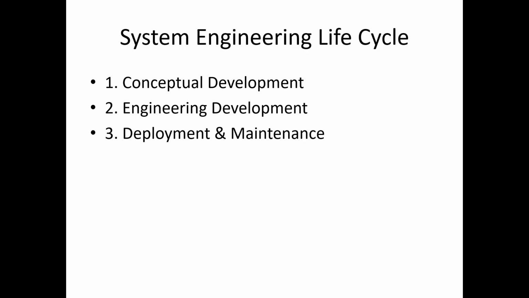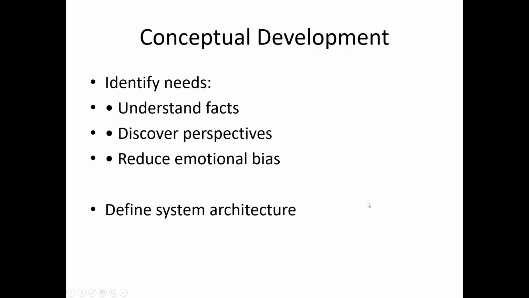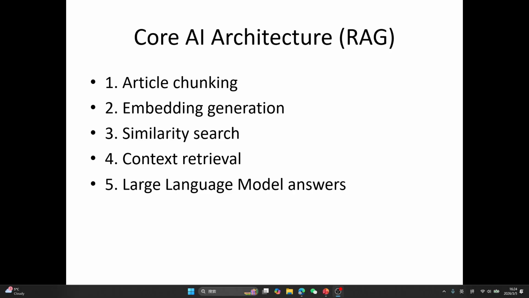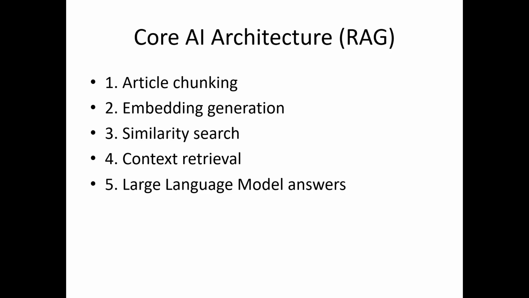The core AI functionality is based on a technique called retrieval augmented generation, often called RAG. This architecture works in several steps. First, when the user uploads an article, the system divides the article into smaller segments. Each chunk is converted into a numerical representation called an embedding. These embeddings allow the system to measure the semantic similarity between text segments.